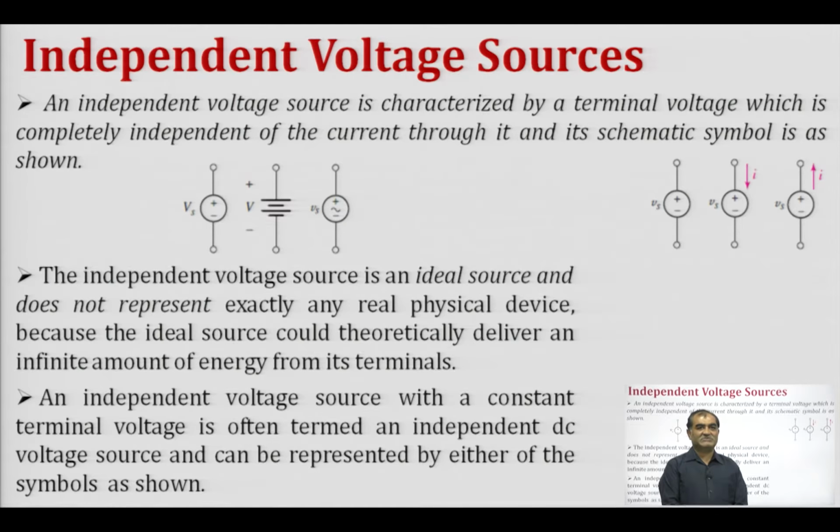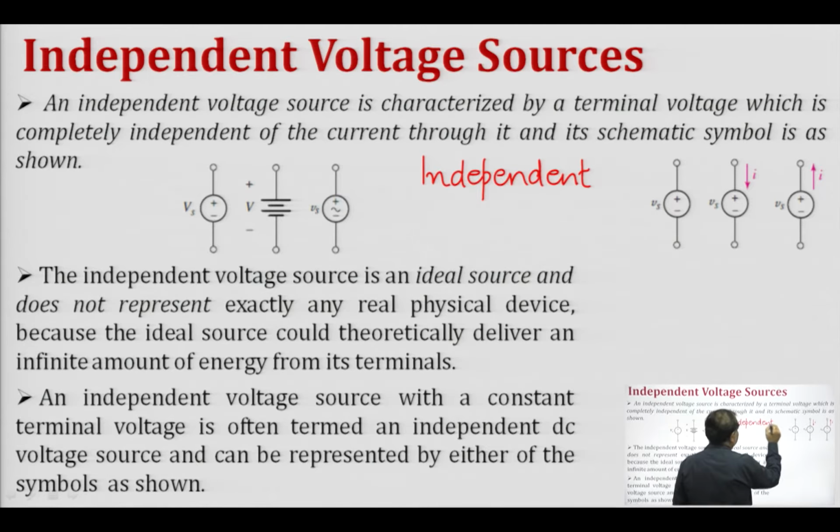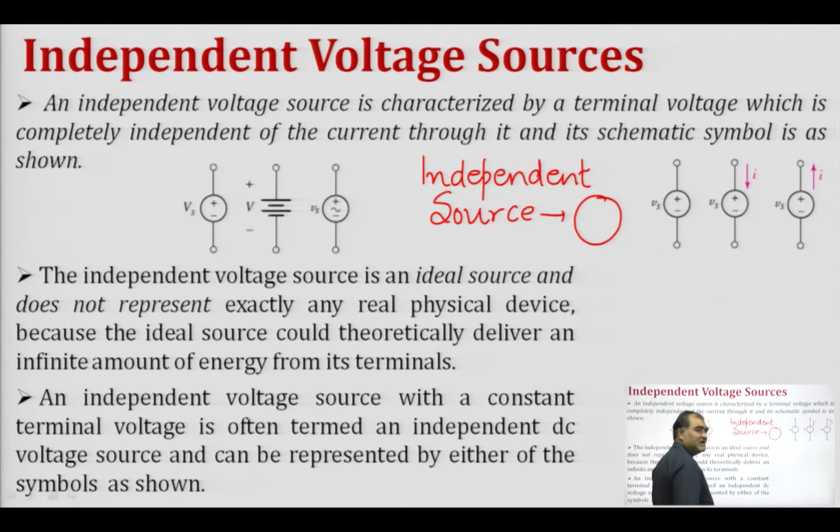An independent voltage source is characterized by a terminal voltage which is completely independent of the current through it, and its schematic symbol is as shown in this figure. So, this is some representation of independent sources. Generally, if in a network we try to identify the nature of a source, whether it is an independent source or a dependent source, we represent a source by a circle like this. So, this is our independent voltage source.